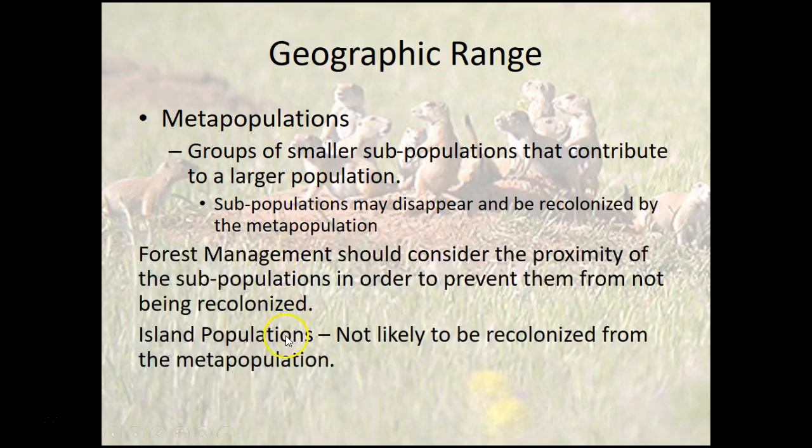What happens then with that blue one that I have out here, if it's not likely to get recolonized, that would be what we call an island population. It's a population that's not likely to be recolonized from the metapopulation should something happen to it and it go away.